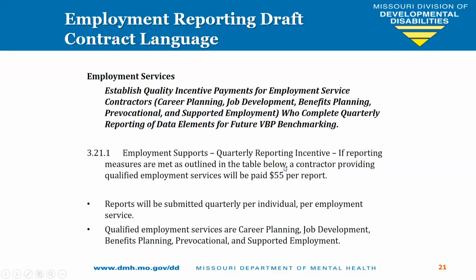So that's the REDCap site. The contract language for enabling us to pay the $55 per report, per DMH ID, per procedure code, has been added to the provider contract. It's currently out there for review. And again, in the contract, it talks about that $55 will be paid for each report, for each individual, for each service that they're receiving, and that the qualified services are the 5 employment support services.